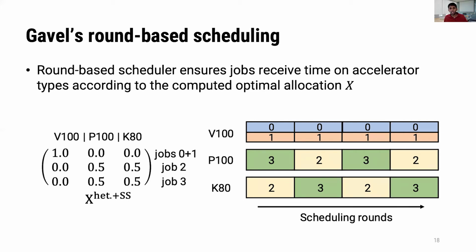For the allocation on the previous slide, Gavel would ensure that the job combination of 0 and 1 always receive V100 time, while jobs 2 and 3 alternate between the P100 and K80 GPUs. I want to emphasize that the round duration in Gavel is a configurable parameter. And in our experiments, we found that rounds with a duration of 6 minutes were able to realize optimal allocations fairly accurately. And our paper has a more detailed discussion of this choice.